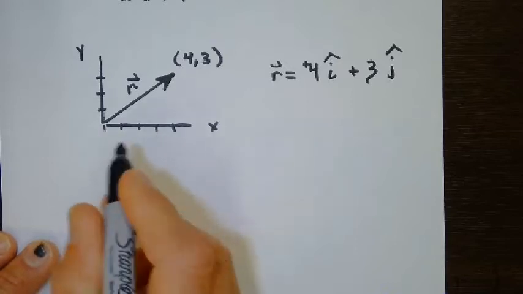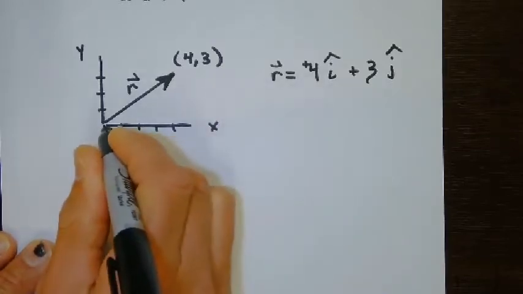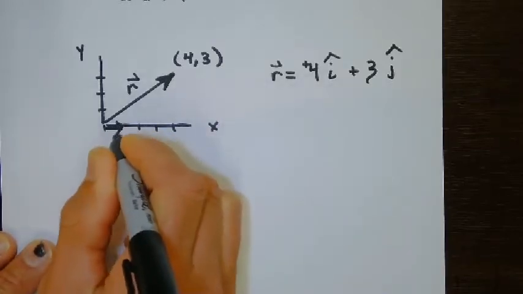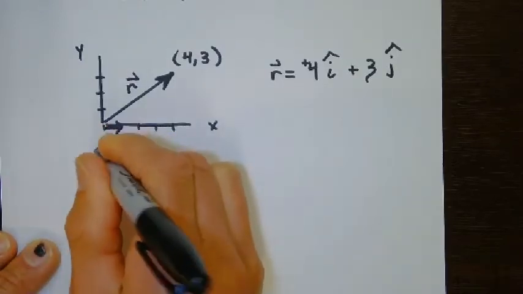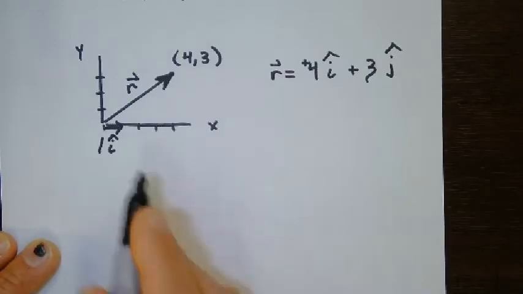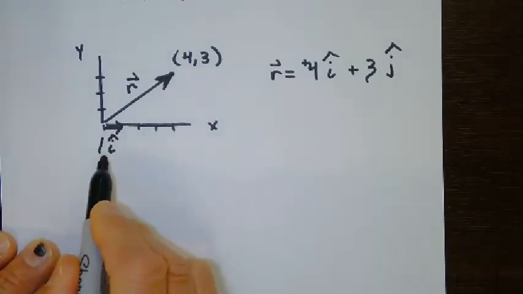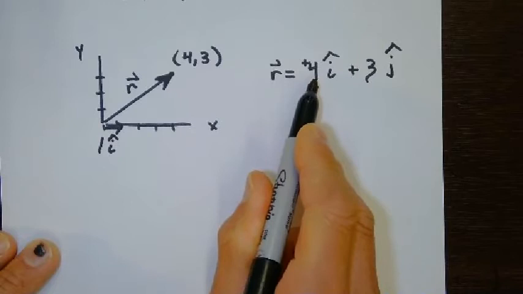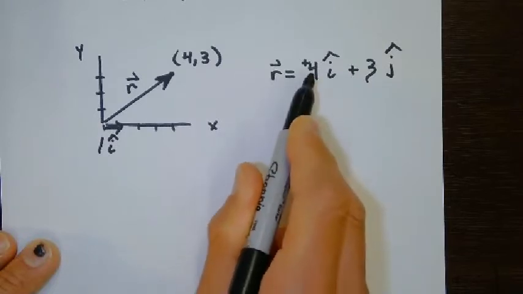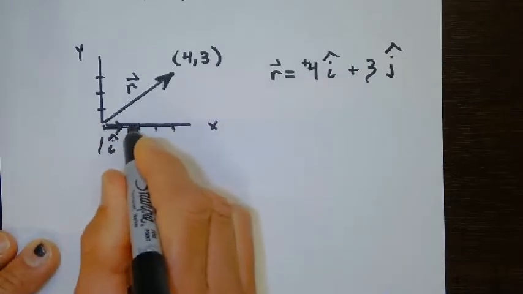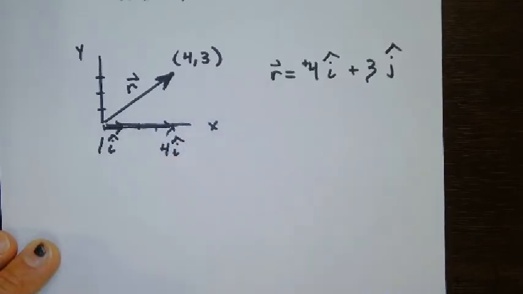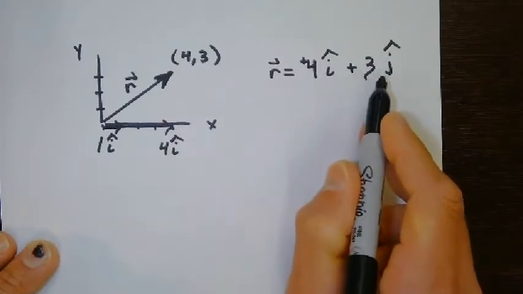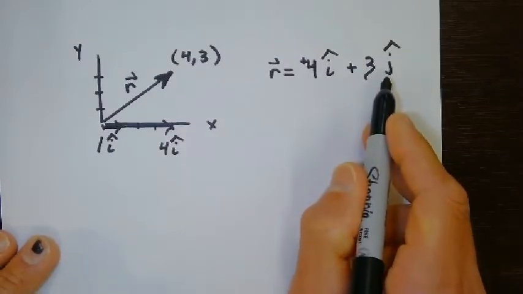So remember, my I hat vector is this guy right here. That's 1 I hat. So if I multiply that by 4, well, we know that multiplying any vector by a scalar, like the number 4, brings it out and lengthens it. So this would be my 4 I hat. And then what I do is I imagine adding another vector to it using the head to tail method.